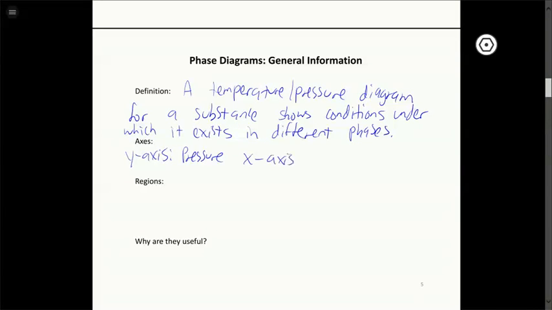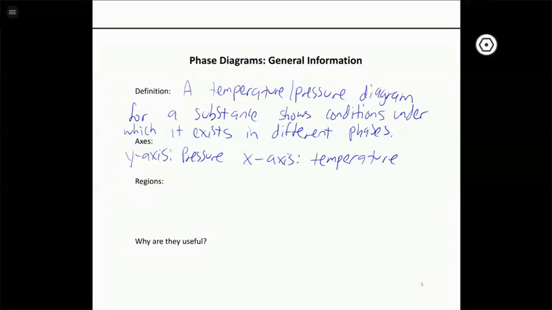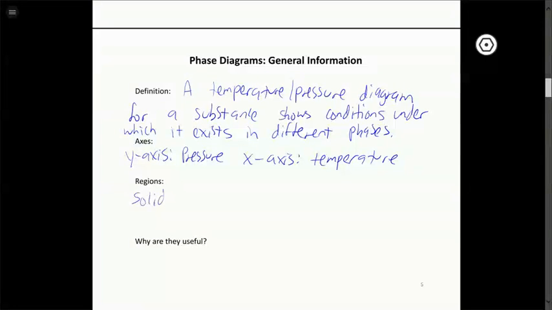All right. This is just how the powers that be decided to do it. And so we're going to follow their whims and do it this way. Pressure on the y-axis, temperature on the x. So then the regions for a phase diagram are the phases of matter for that particular substance, which are typically going to be solid, liquid, and gas.